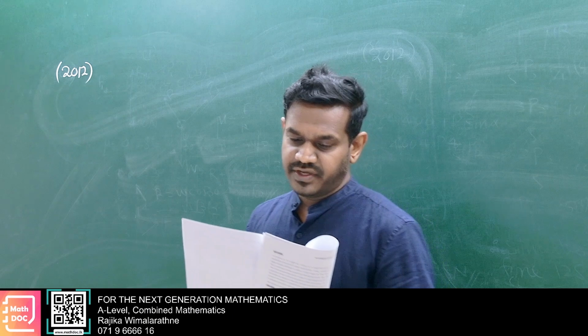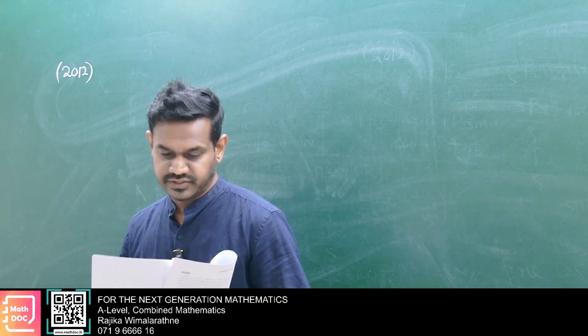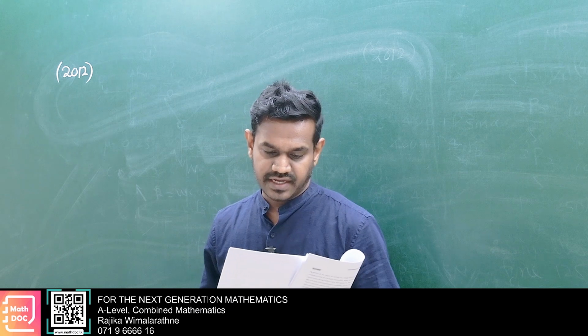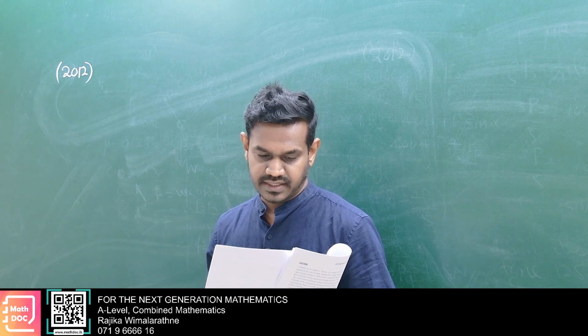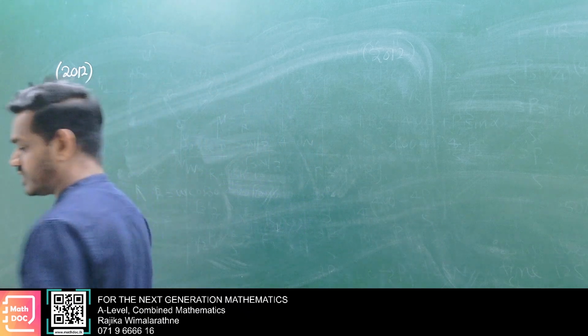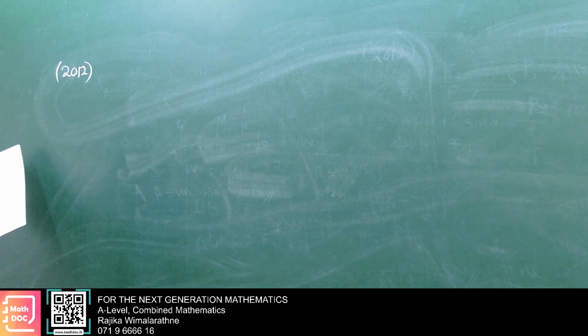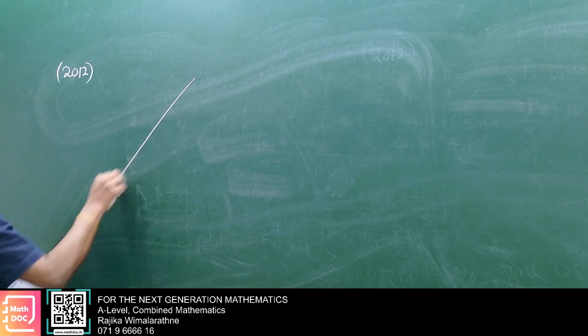A uniform rod AB of weight W and length 2a is in equilibrium with one end A on rough horizontal ground and the end B against a smooth vertical wall which is perpendicular to the vertical plane containing the rod AB. The coefficient of friction between the rod and the ground is root 3 over 2. Find the inclination of the rod to the horizontal when it is just about to slip.